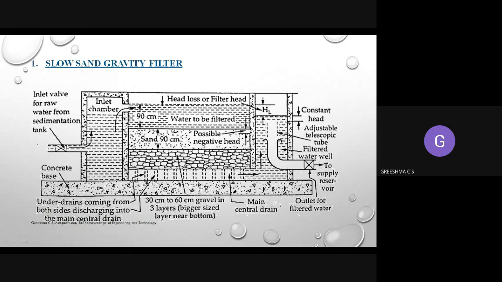This is the inlet tank, through this wall the water will be entering the inlet chamber. The raw water after sedimentation, or raw water from the sedimentation tank, will pass through this wall and enter the inlet chamber. This is the inlet chamber. From this inlet chamber it will enter into the filter bed.